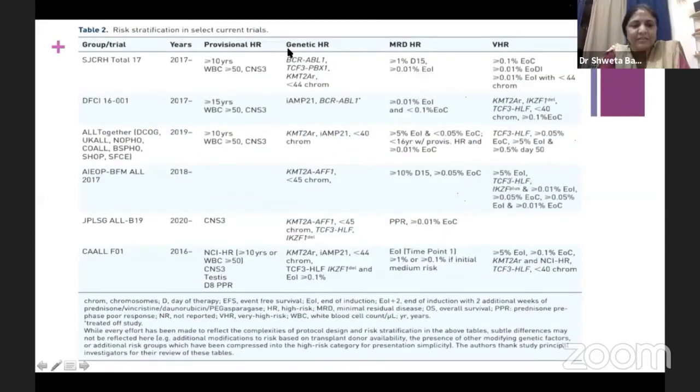Not going into details of this, these are the completed trials of risk stratification, and these are the current trials and how they have included factors. They have included the high-risk factors, the genetic risk factors, and the MRD level at the end of induction, and in very high risk, they have included those with persistent MRD positivity at the end of consolidation. Also, they were treated as a very high-risk group. And similarly is the case for various other groups also.